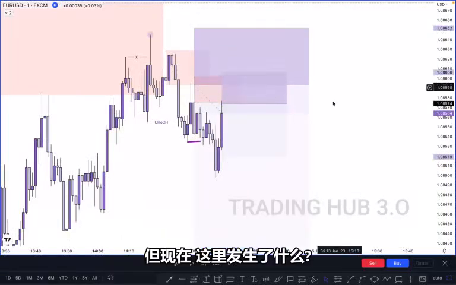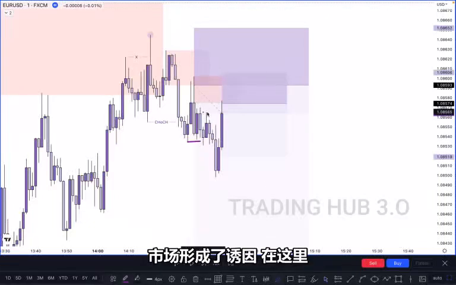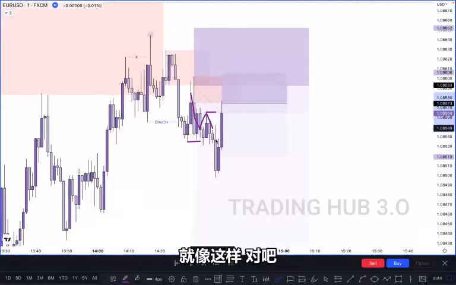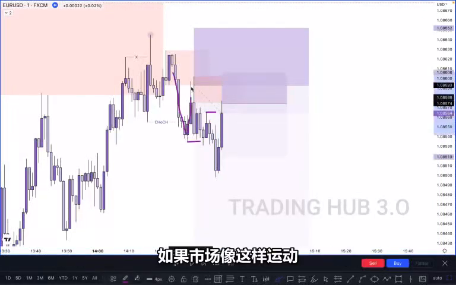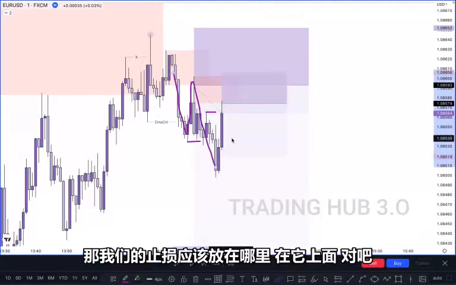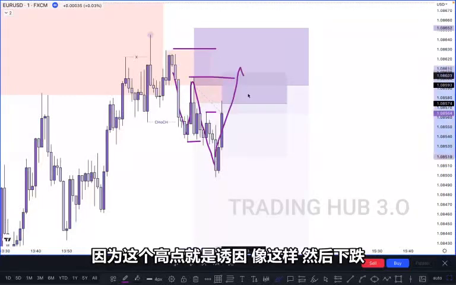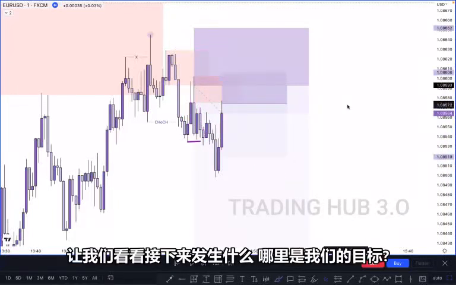But right now, what happened here? The market created an inducement, which one is here, something like this, right? So if the market takes out this inducement, then you can put the stop loss just above it. If the market moves something like this, when should we set our stop loss above it, right? Because this high can act like an inducement, something like this, and push it downside. So let's see what happened next after this one.